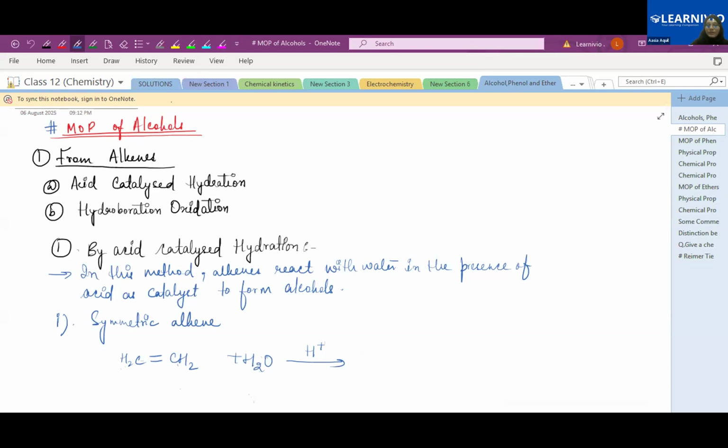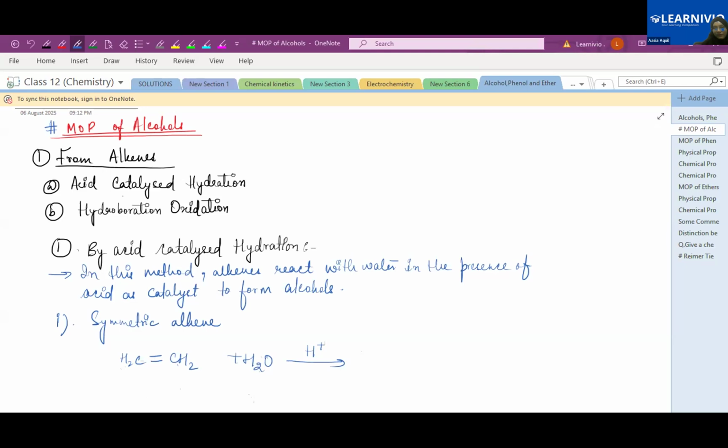So methods of preparation of alcohols, right? So first method is from alkenes. We can prepare alcohols from alkenes by two processes. In your syllabus, there are more processes, but there are two mentioned: acid catalyzed hydration and hydroboration oxidation.